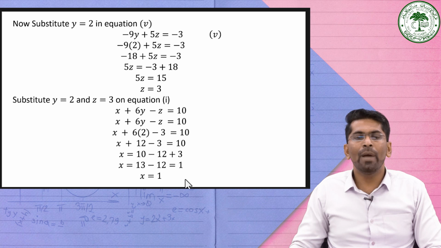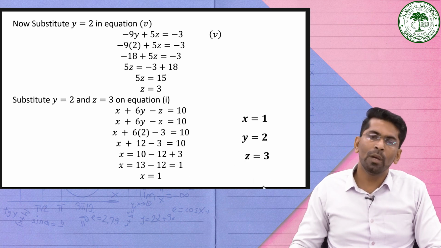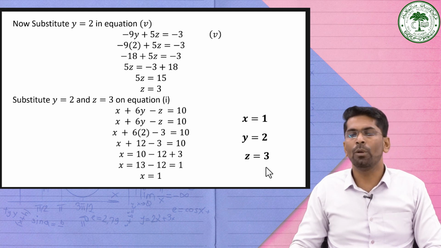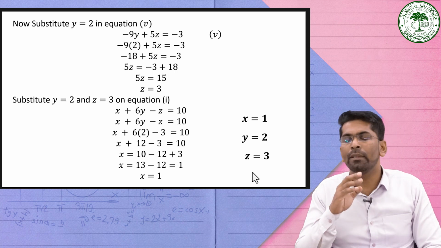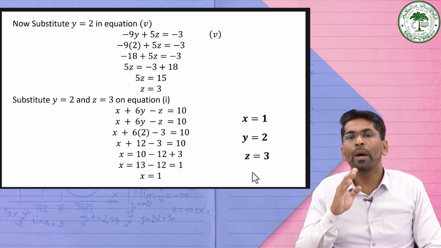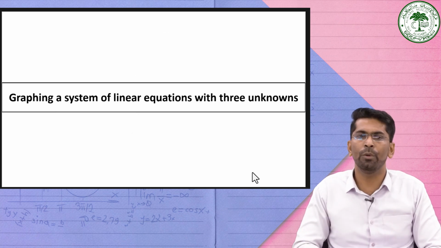So we have the value of x is equal to 1, value of y is equal to 2, and the value of z is equal to 3. So this is the answer for the system of linear equations with 3 unknown variables by using the direct substitution method. I hope it is clear to you.